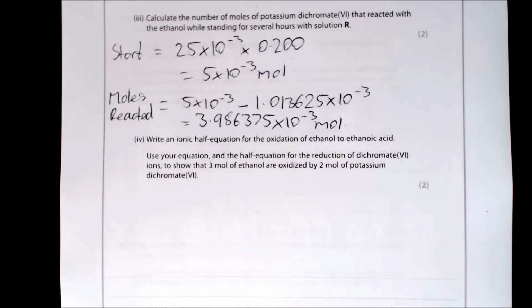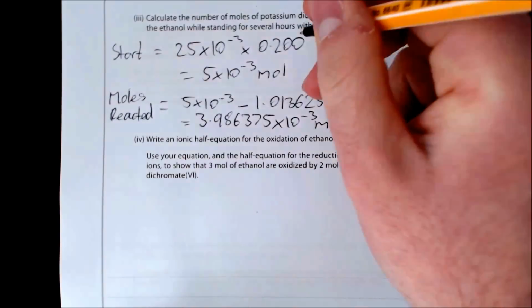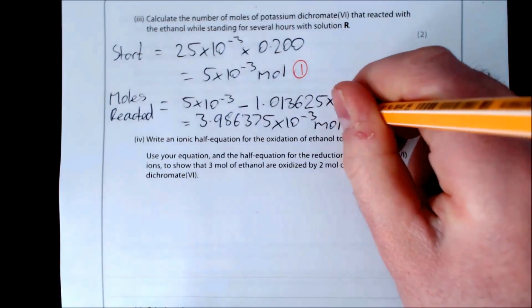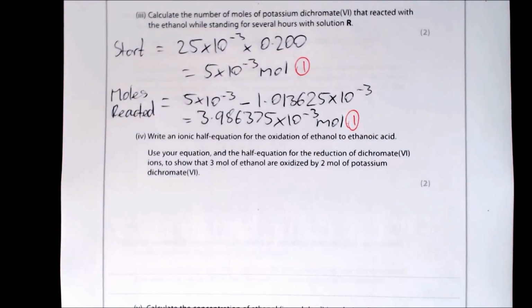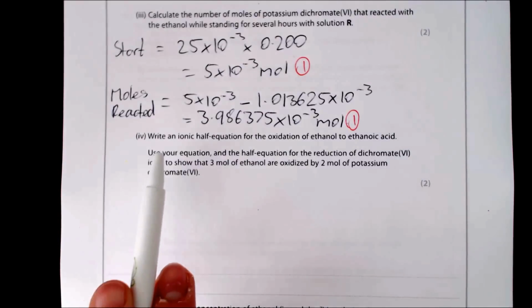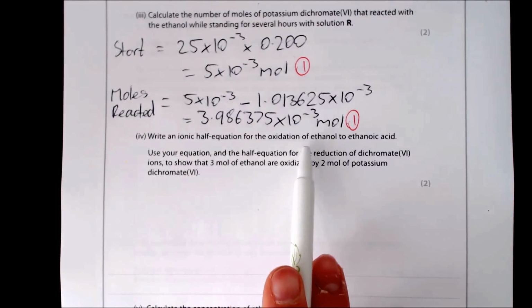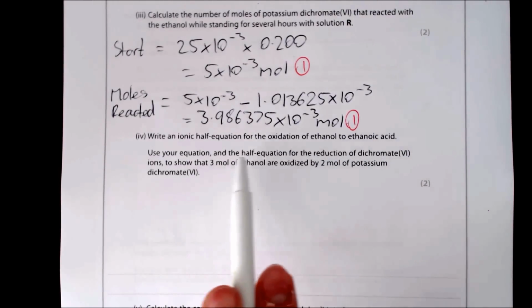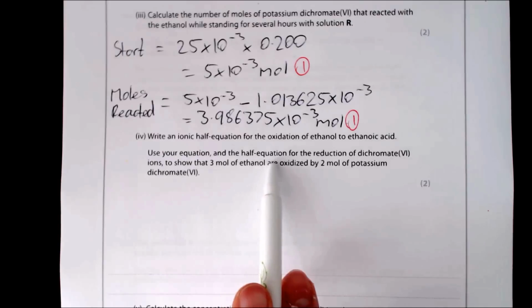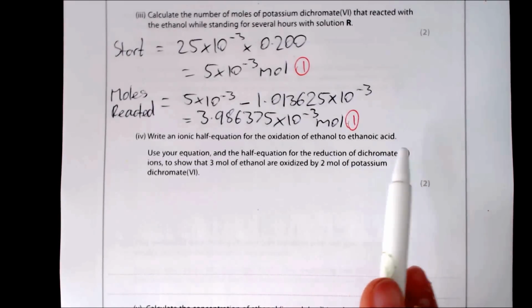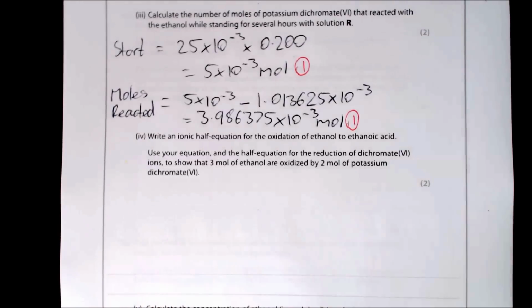So there's our first bit. So we get 2 marks for that as well. So you get obviously 1 mark for that answer and 1 mark for that answer. Okay, right. So on to the next question. So it says, write an ionic half equation for the oxidation of ethanol to ethanoic acid. Use your equation and the half equation for the reduction of dichromate ions to show that 3 moles of ethanol are oxidized by 2 moles of potassium dichromate.